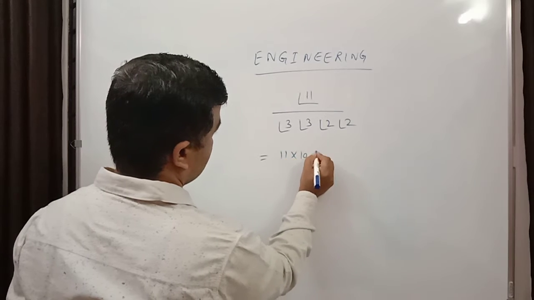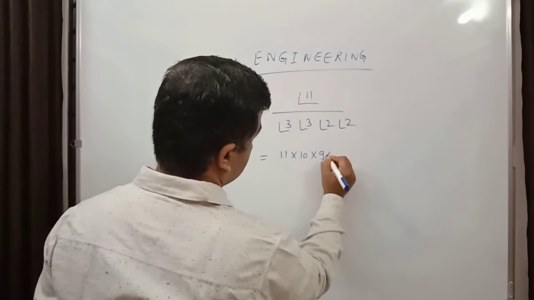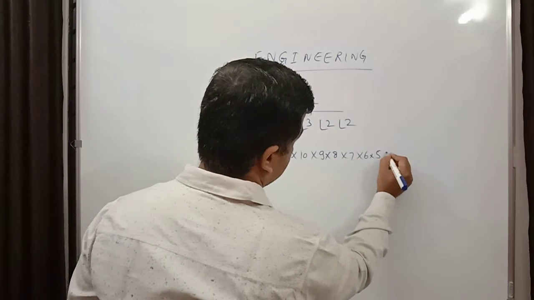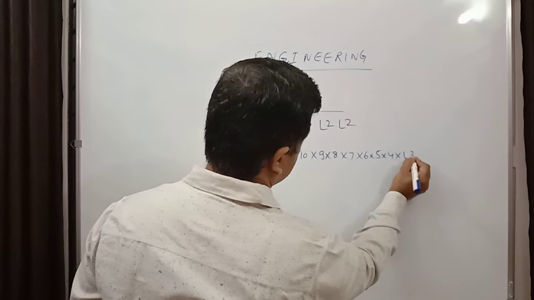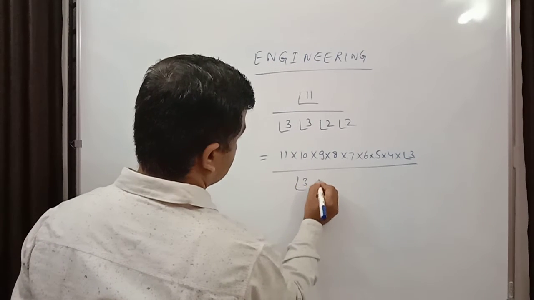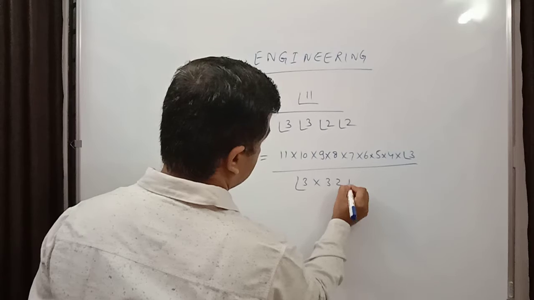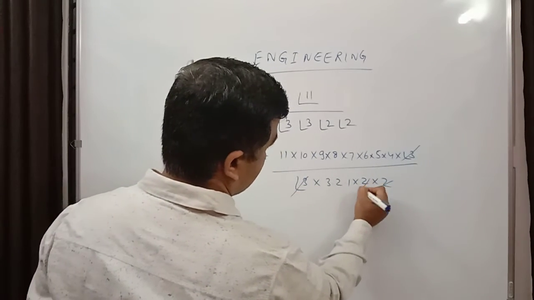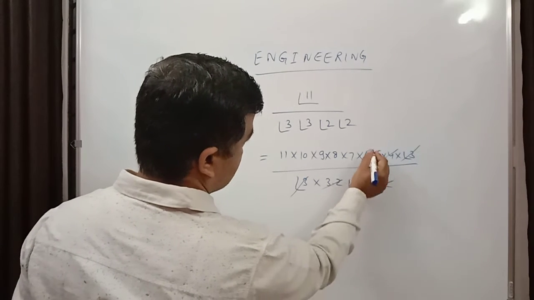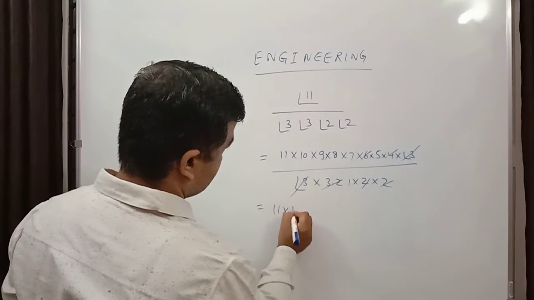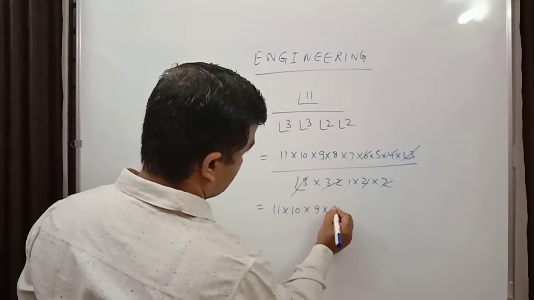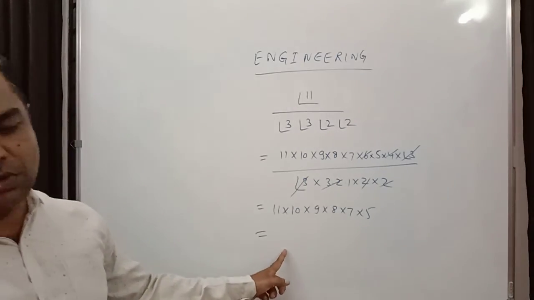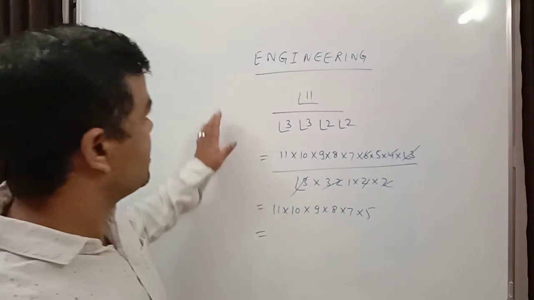11, 10, 9, 8, 7, 6, 5, 4, factorial 3, divided by factorial 3 into 3 2 1 into 2 into 2. This 3 will be cancelled. 2 2s are 4, 3 2s are 6. Remaining, multiply 9 into 8 into 7 into 5. You multiply, you will get the answer. So these many ways the letters can be arranged.